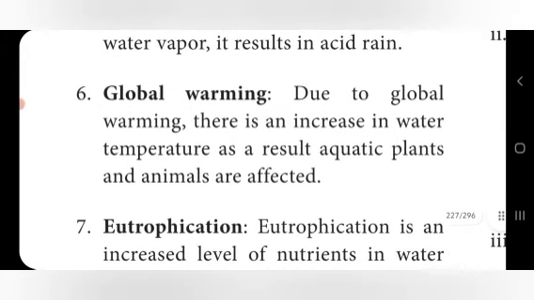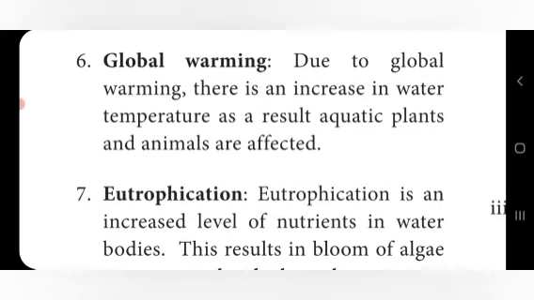Global warming. Due to global warming, there is an increase in water temperature. As a result, aquatic plants and animals are affected. Because of global warming, this is increasing nowadays, isn't it? The World Health Organization and the whole world are cautious about global warming, and they are taking measures to avoid it.